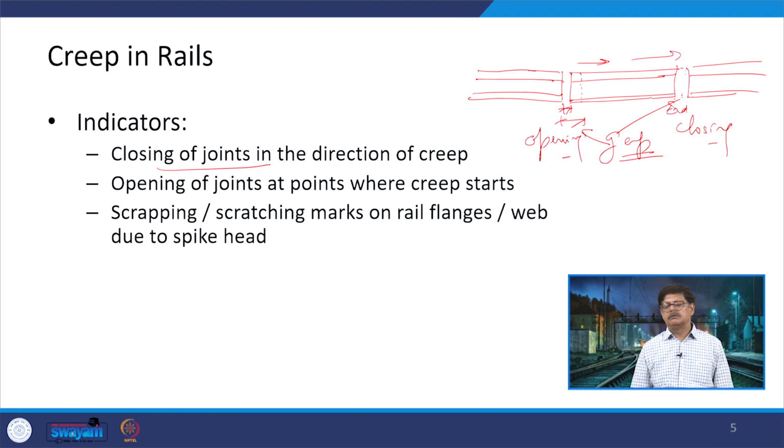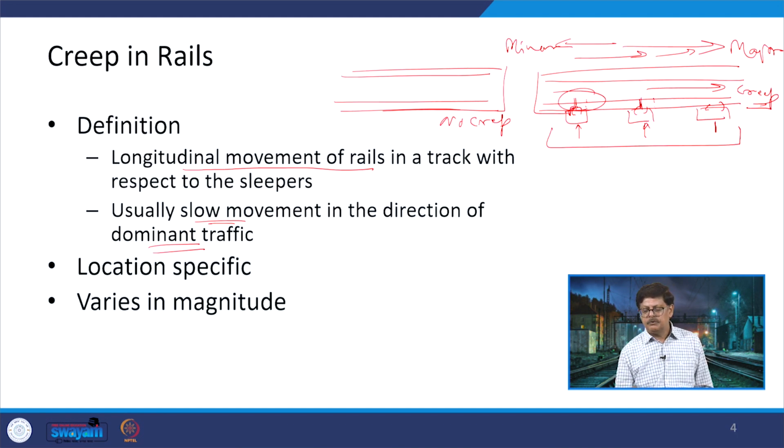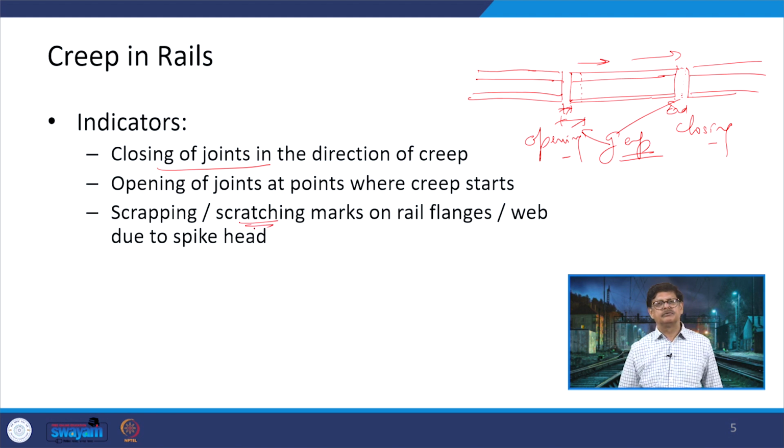Then another one which can give you an indication, which I discussed here, is that there is a clip holding the rail in position on the sleeper. If there is a movement, this clip will try to hold the rail in position, but the rail is moving, and because of that there will be a scratch marking. So, when there is a scratch marking on the rail flange or the web due to the type of fastenings being used, say here one type of fastening being talked about is a spike head, that is also an indication that in this particular track at this location the creep is occurring.